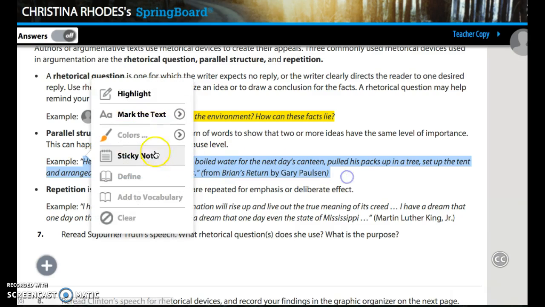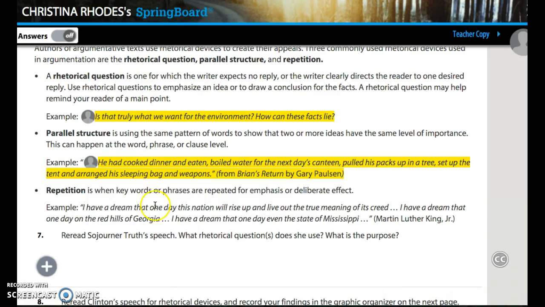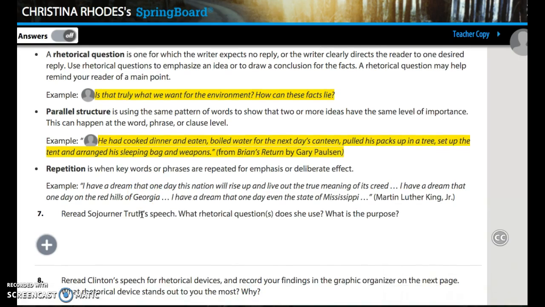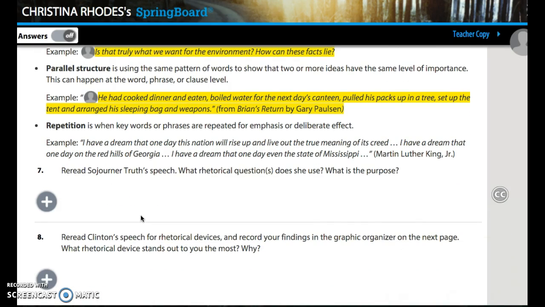And then the last one is repetition. It's when keywords or phrases are repeated for emphasis or deliberate effect. So the example is, I have a dream that one day this nation will rise up and live out the true meanings of its creed. I have a dream that one day on the hills of Georgia, I have a dream that one day even the state of Mississippi. So the repetition is the I have a dream part.